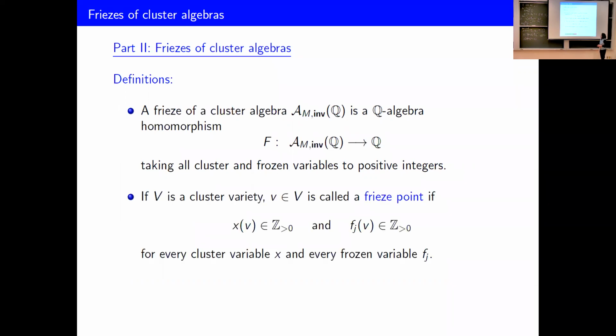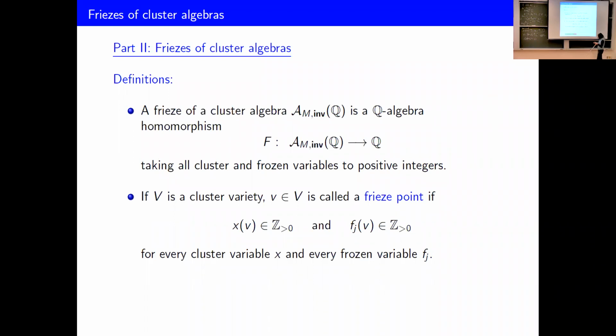Now if the cluster algebra is finitely generated, then you have a variety underlying it, and you can take a geometrical point of view. You can think of such a homomorphism as evaluation at a point. Therefore, a frieze point is a point on your variety such that all the cluster variables and all the frozen variables take positive integer values at that point. This is a geometrical way of looking at it.